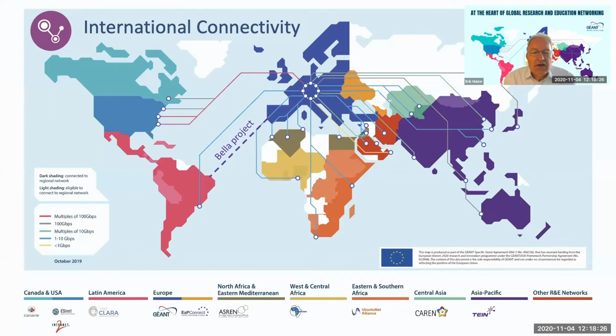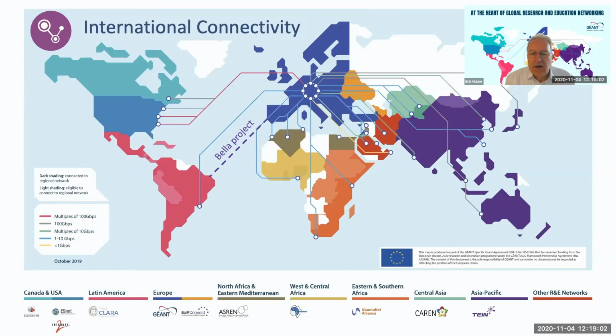What you see here is the international connectivity that Géant has. Not all of these lines are fully owned by Géant. A lot of these lines are only partly owned by Géant, and we share them with other research and education networks, be they national, regional, or continental in the world. We work together to share our costs and to share the capacity.